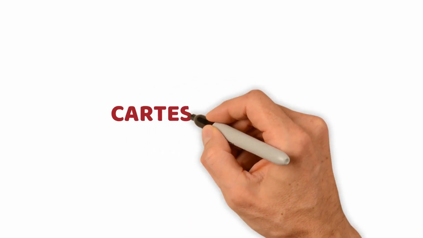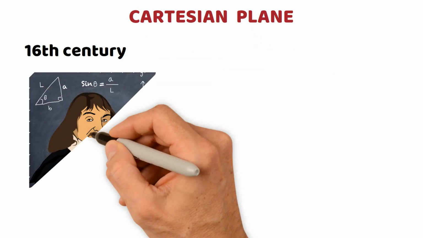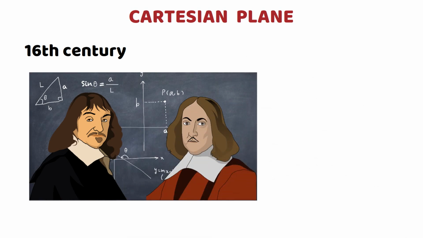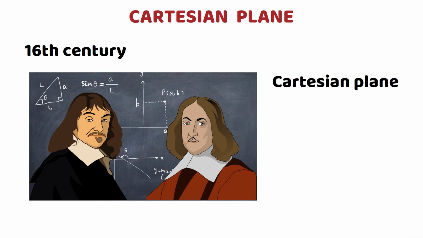In this lecture, we will start with the Cartesian plane, and the next following lectures will all be based on it. In the 16th century, mathematicians René Descartes and Pierre Fermat invented a powerful method of representing equations geometrically, and this is what is known as the Cartesian plane in honor of Descartes.